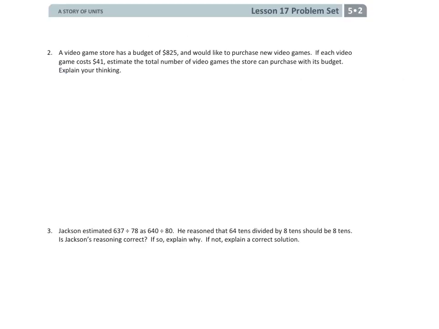All right, here we go with some word problems. Let's go ahead and look at number 2. Number 2 says a video game store has a budget of $825. Go ahead and circle that. and would like to purchase new video games. If each video game cost $41, okay, so each video game, I'm going to circle 41, I'm going to box in the word each video game. They want us to estimate the total number of video games the store can purchase with its budget.